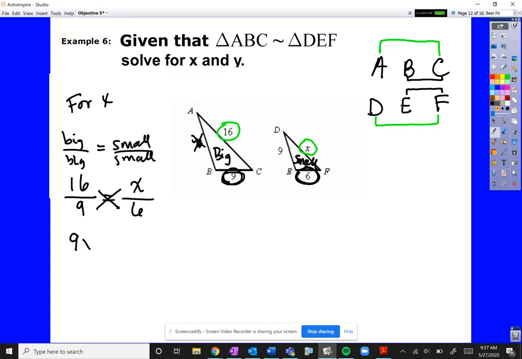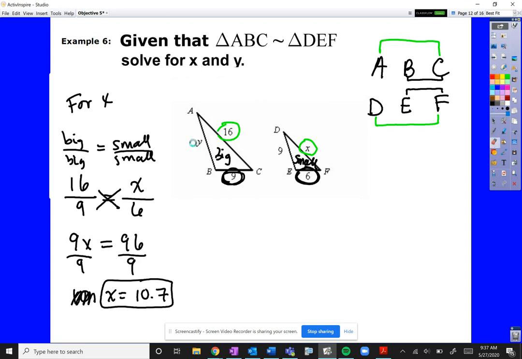Okay, so we cross multiply. 9x equals what? 60 plus 36, so 96. Divide by 9. Doesn't come out even, but it is 10 point, oops, let me just scratch this out. x equals 10.6666, so we'll say 10.7. Now I'm just going to reset things here so that we have y, and we're not necessarily using 16 or 9. So we're good here. This is 10.7.